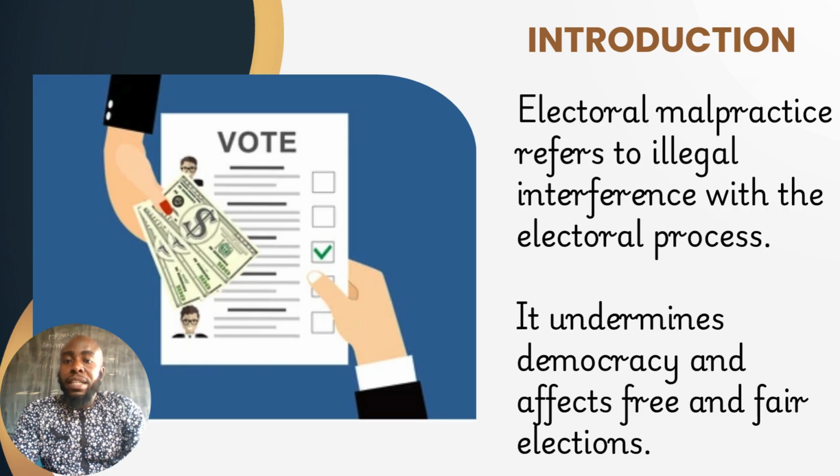Electoral malpractice refers to the illegal interference of the electoral process. Any process that disrupts the smooth flow of election is known as malpractice, and it undermines democracy and ensures that elections are not done freely and fairly. Like the picture above, where a guy is selling his vote for another person to buy. That is a form of electoral malpractice, and it is not democratic. It ensures that elections are not free and fair as they are supposed to be in a democratic society.